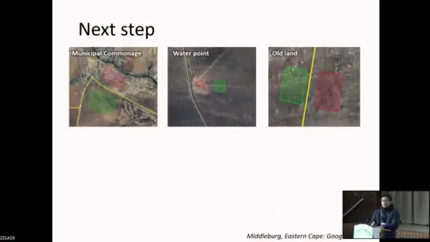And lastly, I want to show some examples. These 3 photos are all from the Middelburg area. This red hatched area is degraded land. For example, this one is right next to town, and that red hatched area is a municipal commonage, and the green area is neighboring rangeland. The one in the middle is a water point, and the one on the right is an old land.